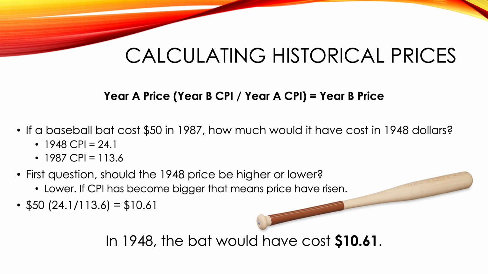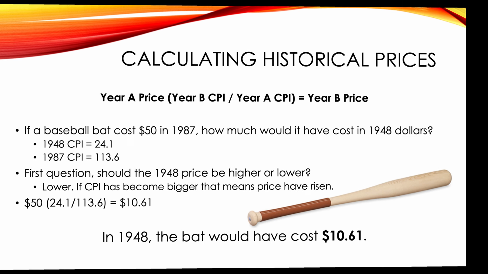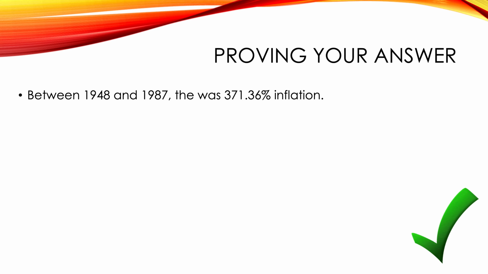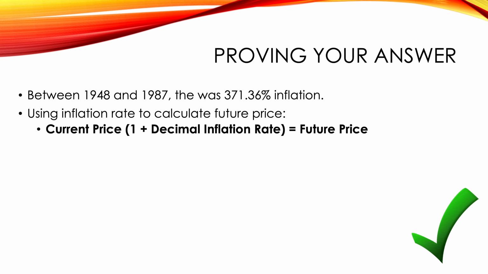So it's pretty easy. You just take the price you know and multiply it by one CPI over the other. Just make sure you put the right one on top and the right one on bottom, and you should have no problems. But just in case, it's always a good thing to be able to prove your answer, to check your work. So we said, 2 slides back, that between 1948 and 1987, there was 371.36% inflation. So what we can do is take our answer from the previous slide and use that inflation rate to prove it.